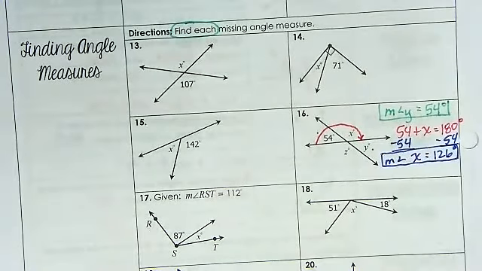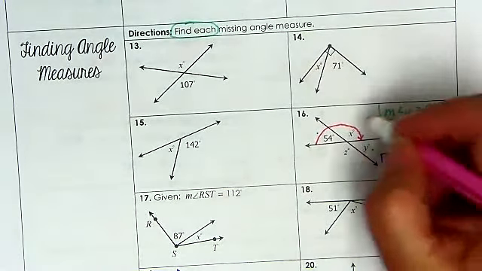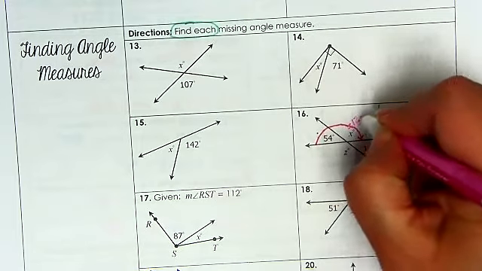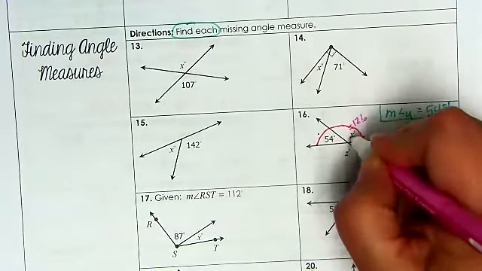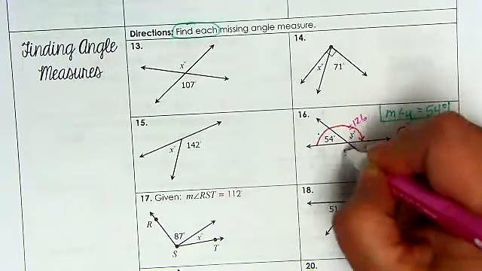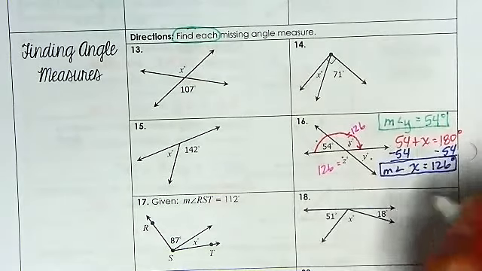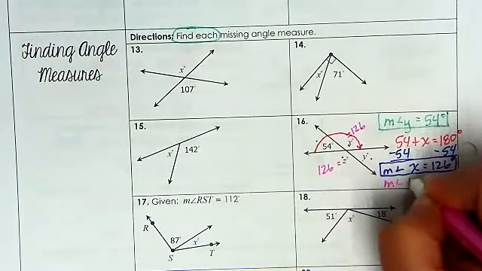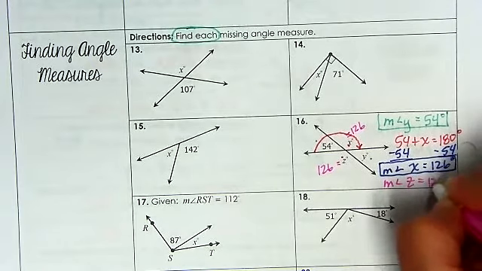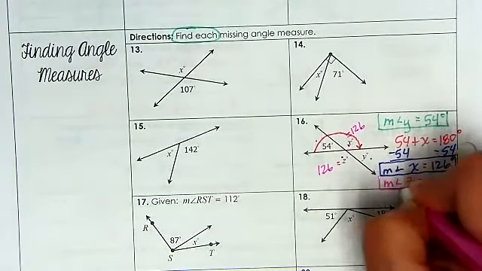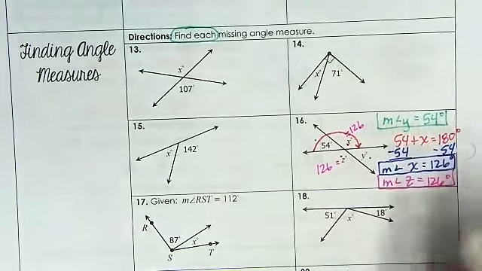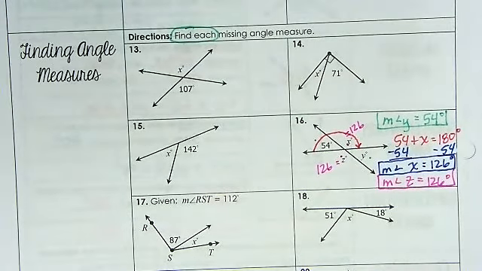Okay, last one. Well, now that I know that X equals 126, what do I notice about these two angles? That's another set of vertical angles. So that means Z is going to equal 126. So I can go right away and just say the measure of angle Z equals 126 degrees because they are vertical angles. All right, next example.